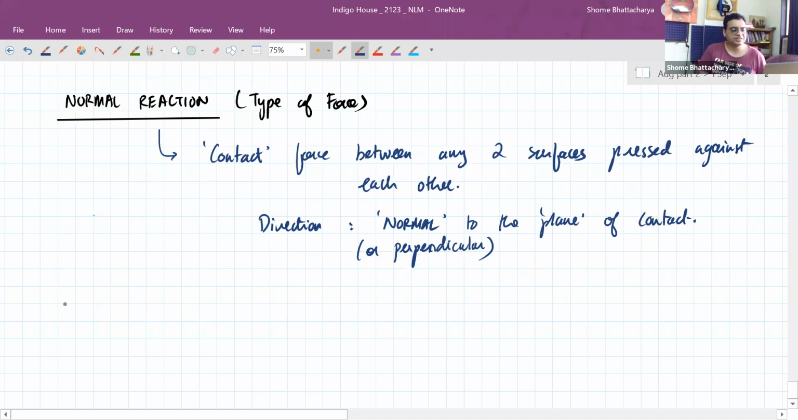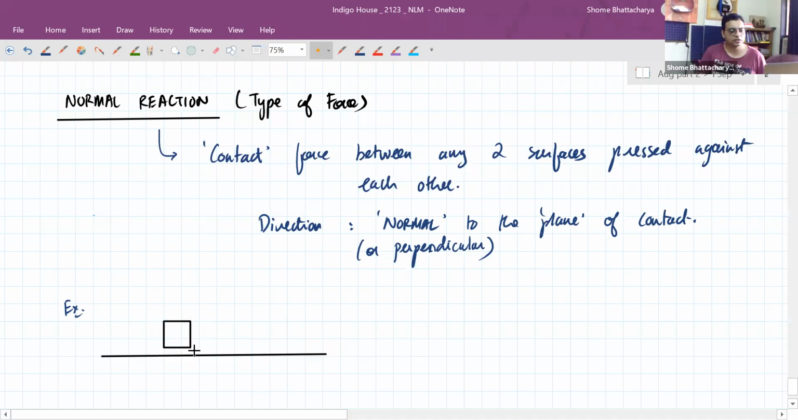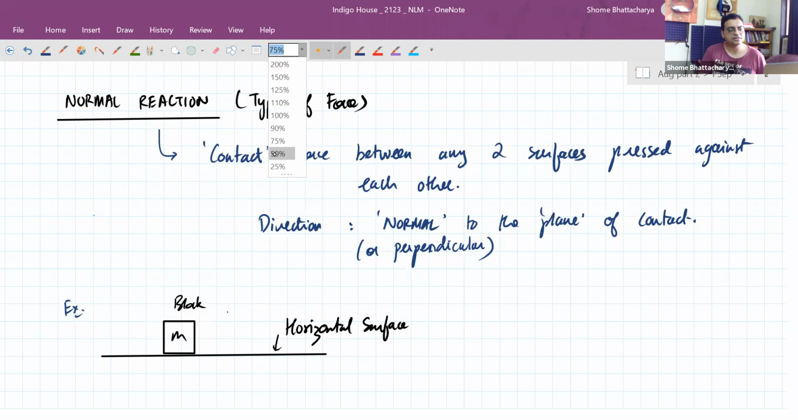So the most basic example of this is the one we just saw a while back, that you have an object kept on a table, some kind of book on a table. Any object like a block or a book or anything that's kept on a horizontal surface like a floor or a tabletop or whatever it be. Okay. So you have a block of mass m kept on a horizontal surface. Okay. So now we will understand the concept of normal reaction also by action reaction principle.